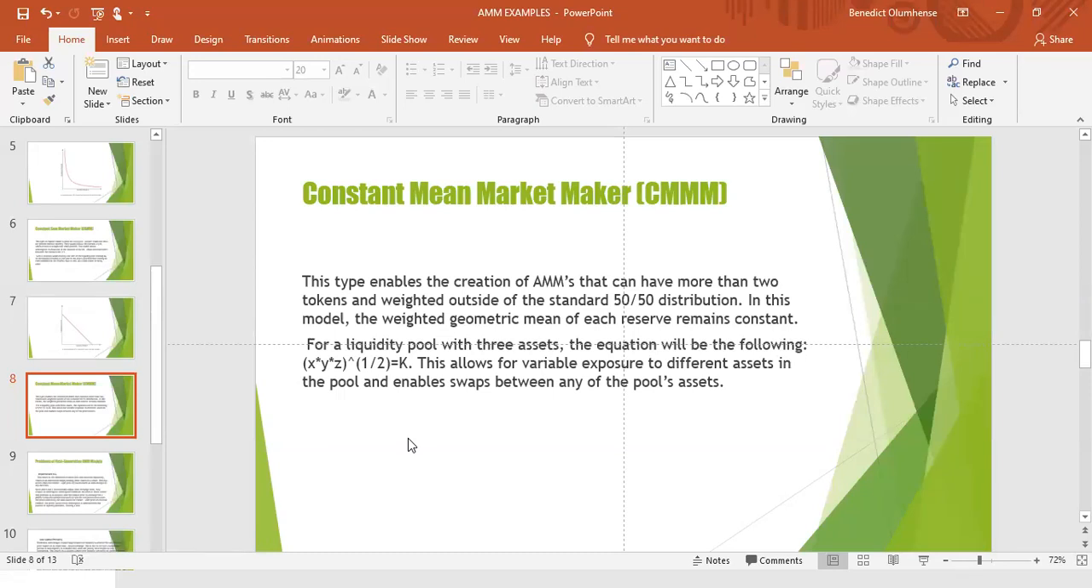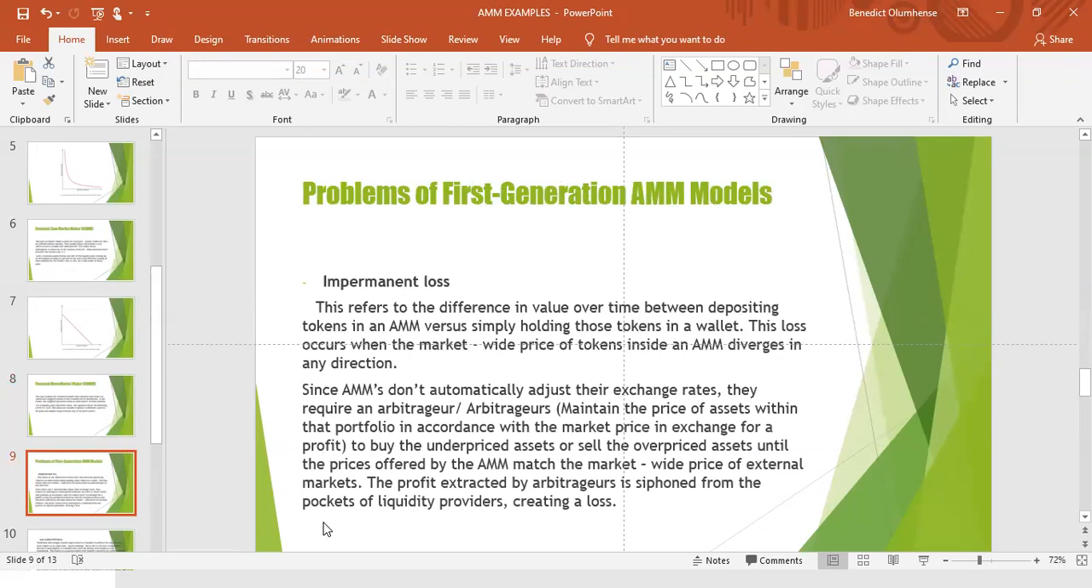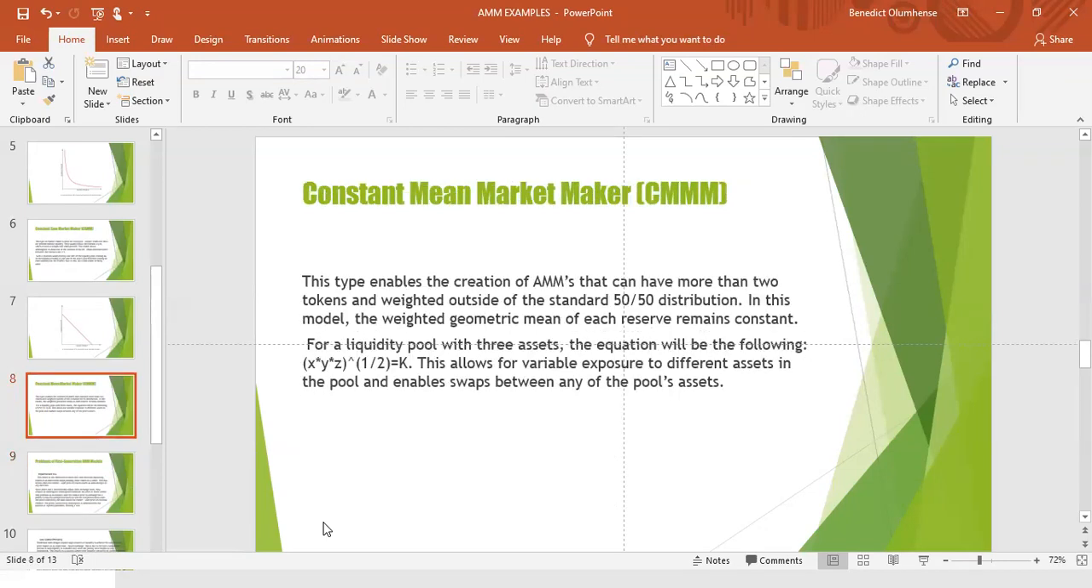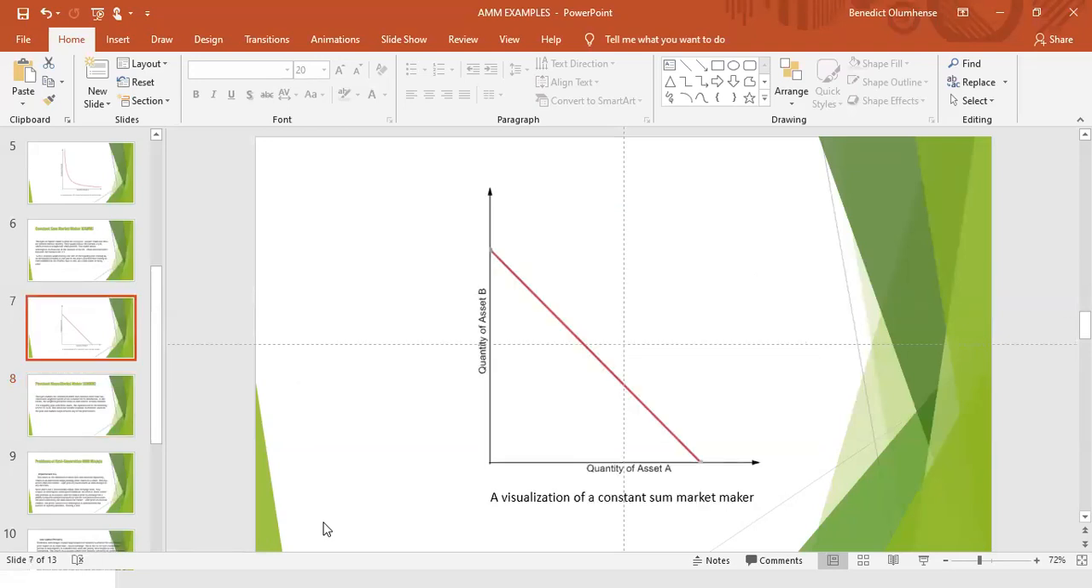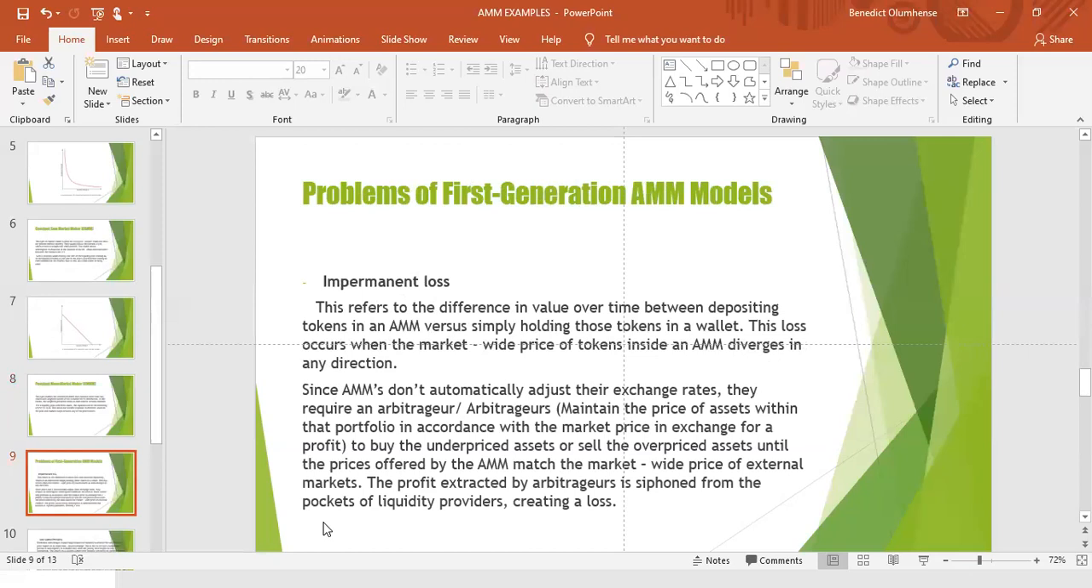So you have 3 tokens. You have USDT, you have Price, you have any of the other ones, and you can swap, right, between the quantities of each particular token to the next one. And that's what the constant mean market maker does, right? So these are some of the models that we have: constant mean market maker, constant sum market maker, constant product market maker, right?